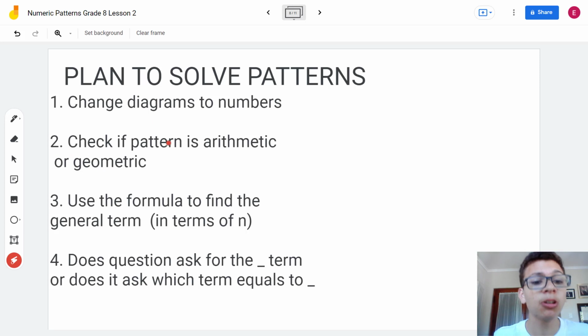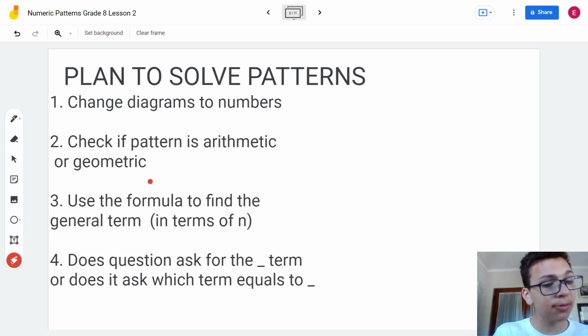Our second step, first check if the pattern is arithmetic or geometric. How do you do that? Well, to check if it's arithmetic, you look at the common difference, which means that you check the difference between two consecutive terms or two adjacent terms. If they're equal, it means it's arithmetic. Also, you can check the ratio. So, is there a common ratio? Do you multiply the first to get the second? What do you multiply the second to get to the third? And so on.